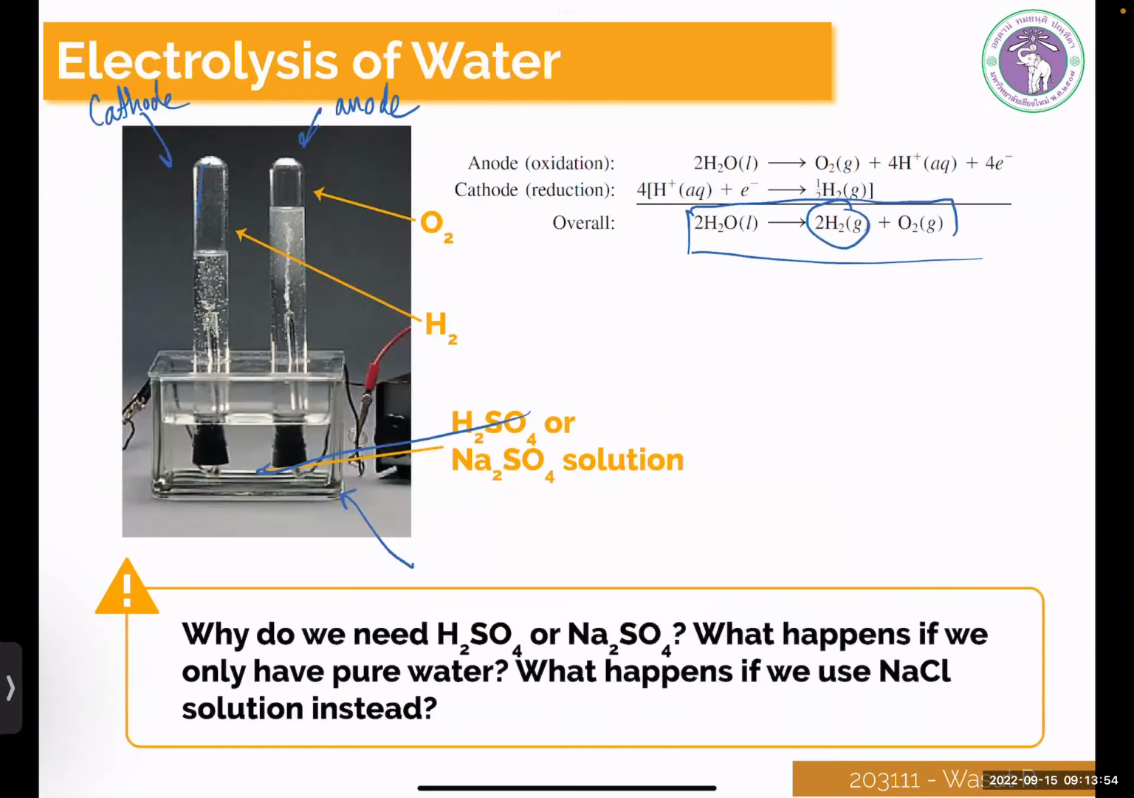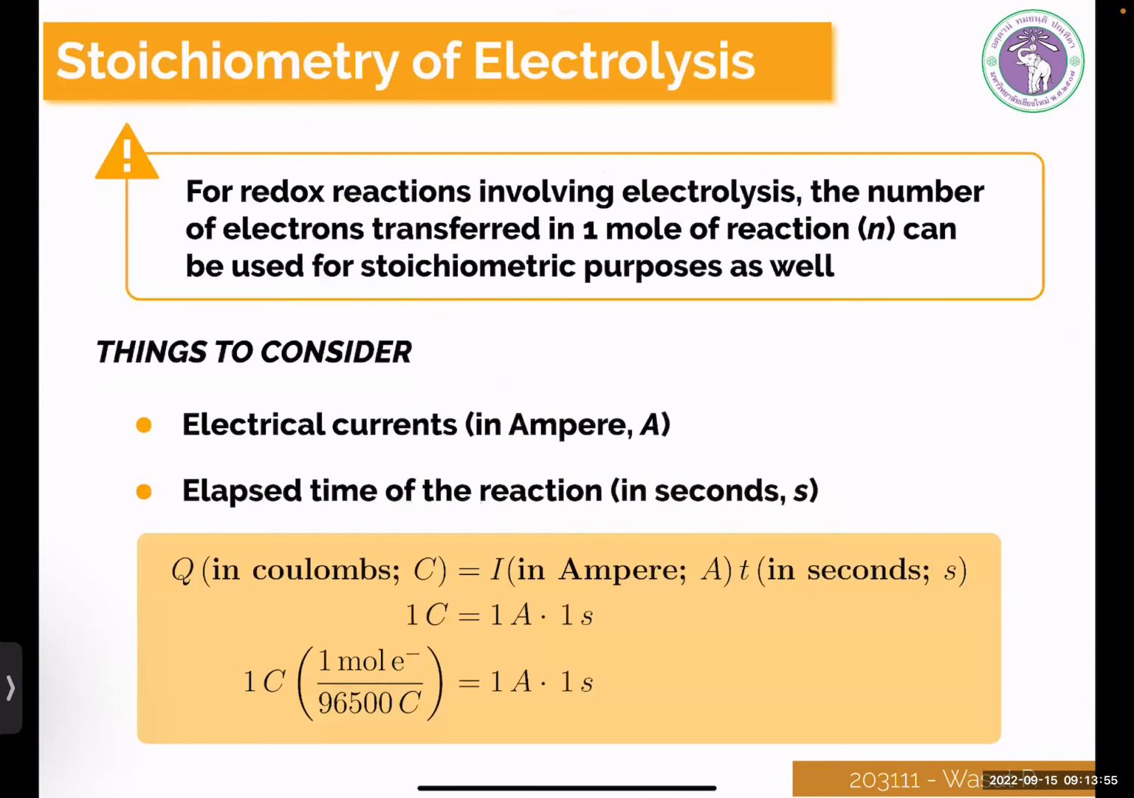And then the last topic that I want to cover for today is the stoichiometry of electrolysis, right? So basically, when you have a reaction involving electrolysis, the number of electrons transferred in 1 mole of reaction can also be used in stoichiometric calculations. Before that, there are things in physics to consider before you can calculate the moles of electrons.